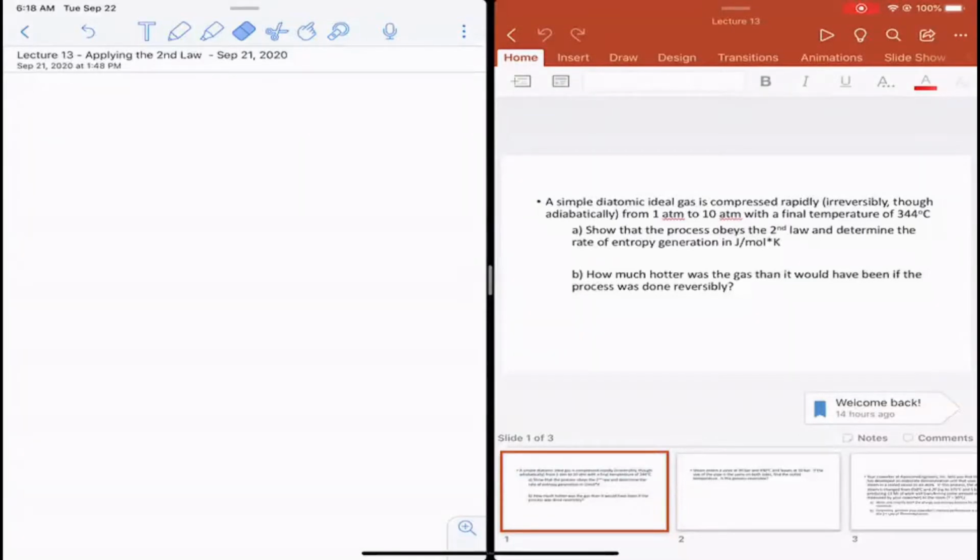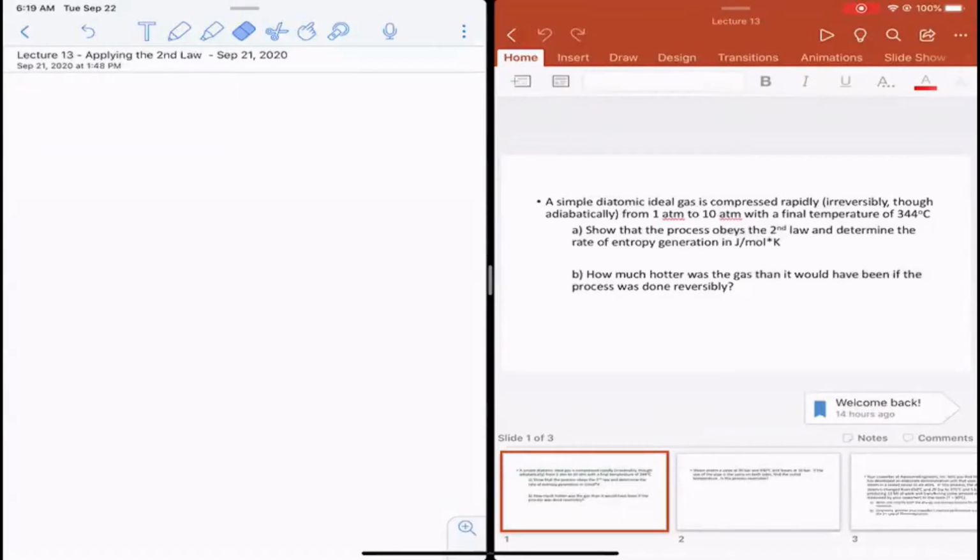balance. So the first example that we're going to solve today is that a simple diatomic ideal gas is compressed rapidly, which often means two things. One is irreversibly, because if you think about it, some of these irreversibilities, like friction, are going to be much more severe when you try to do something quickly as opposed to when you try to do something slowly. The other thing that happens when you do things fast is that heat transfer may not have time to occur. So rapidly is sort of code for irreversible and adiabatic.